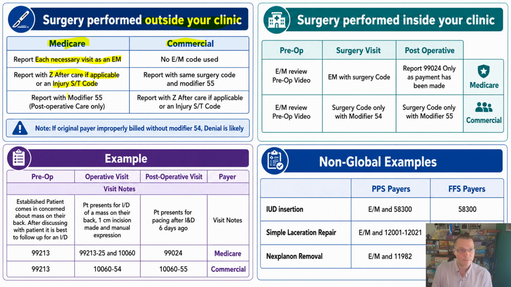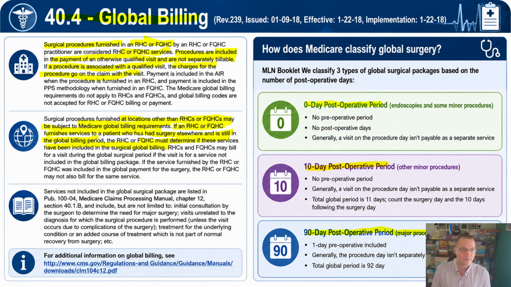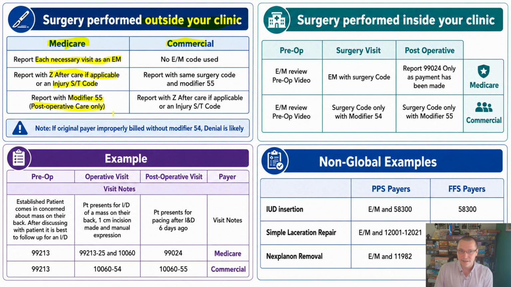You must report with modifier 55 post-operative care only. Now, this is kind of a weird one where you don't necessarily have to report it with the modifier 55, because this guideline here states that Medicare global billing requirements do not apply to RHCs and FQHCs. So technically you can get away with not using it. Personally, I don't use it every time, but it's up to you if you want to use it.